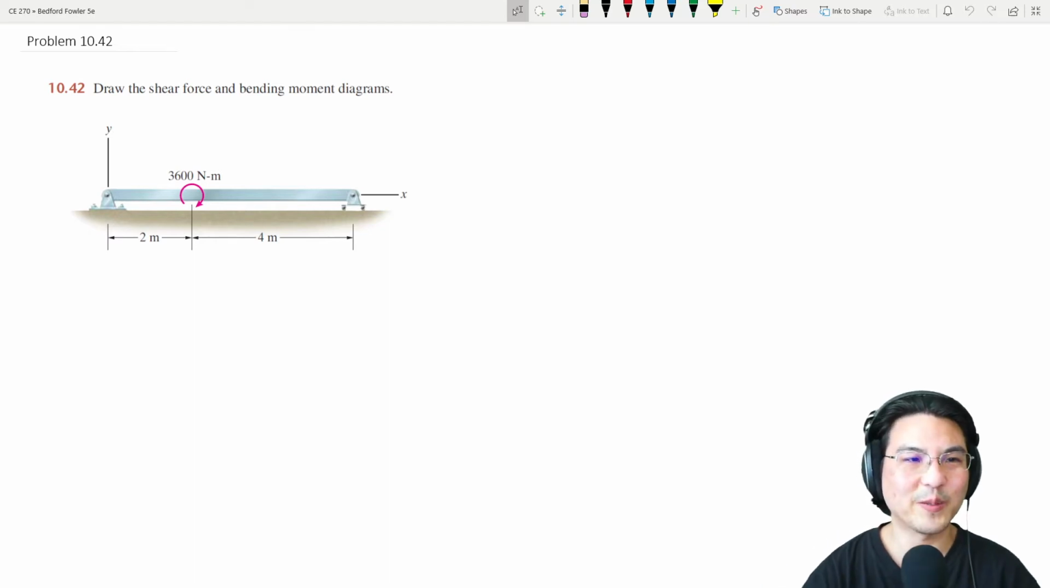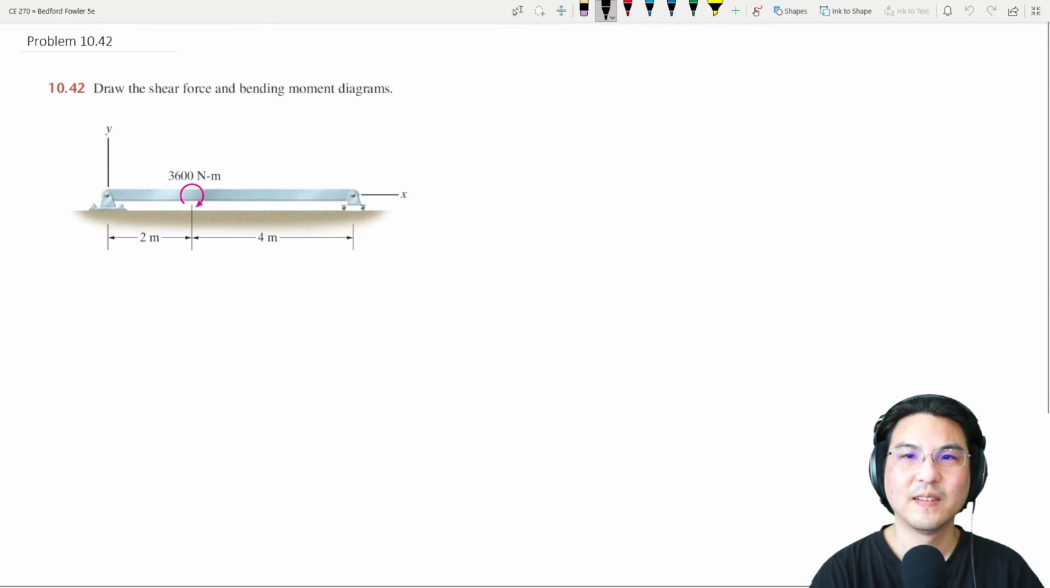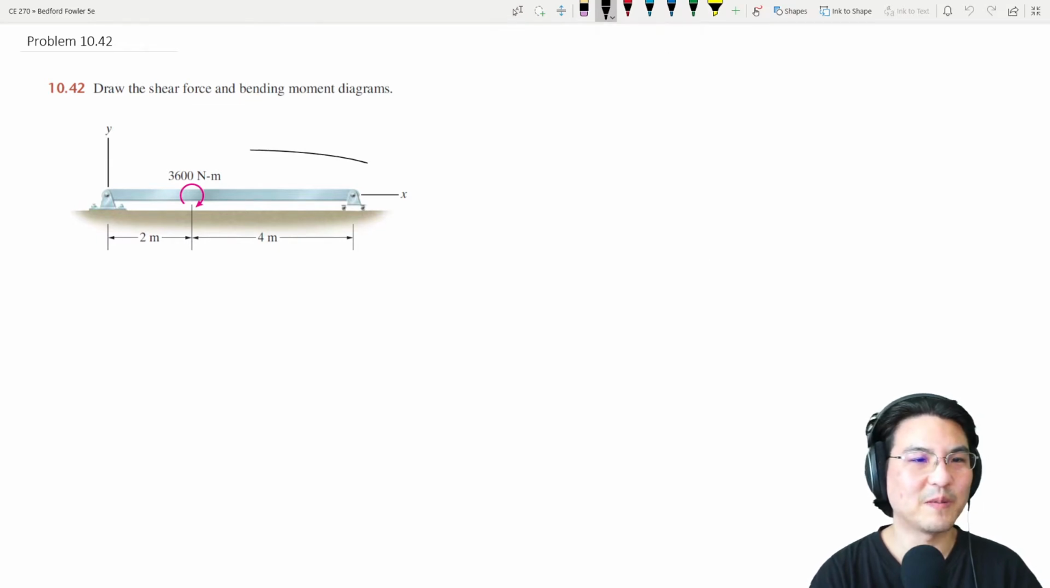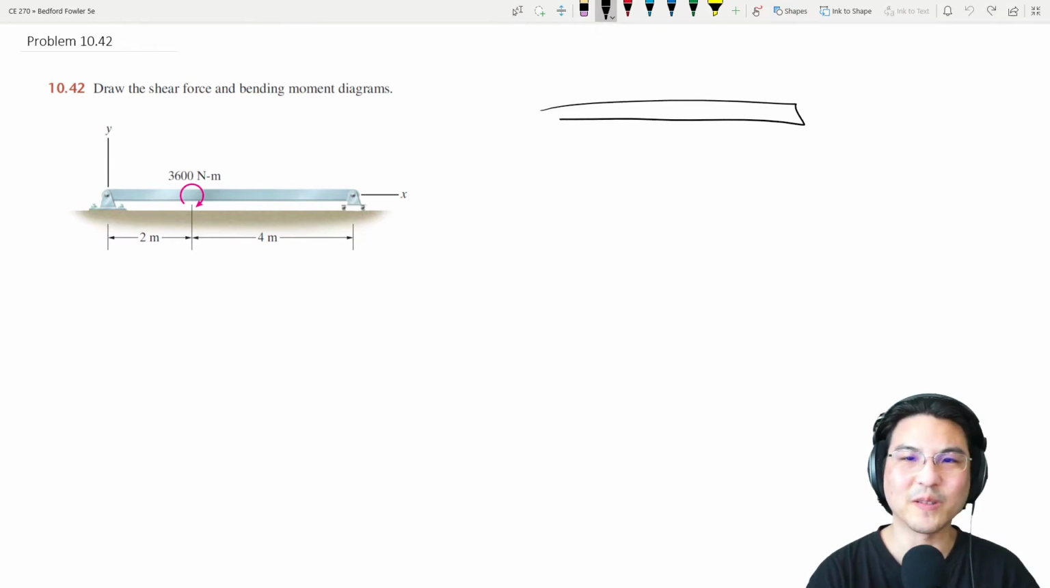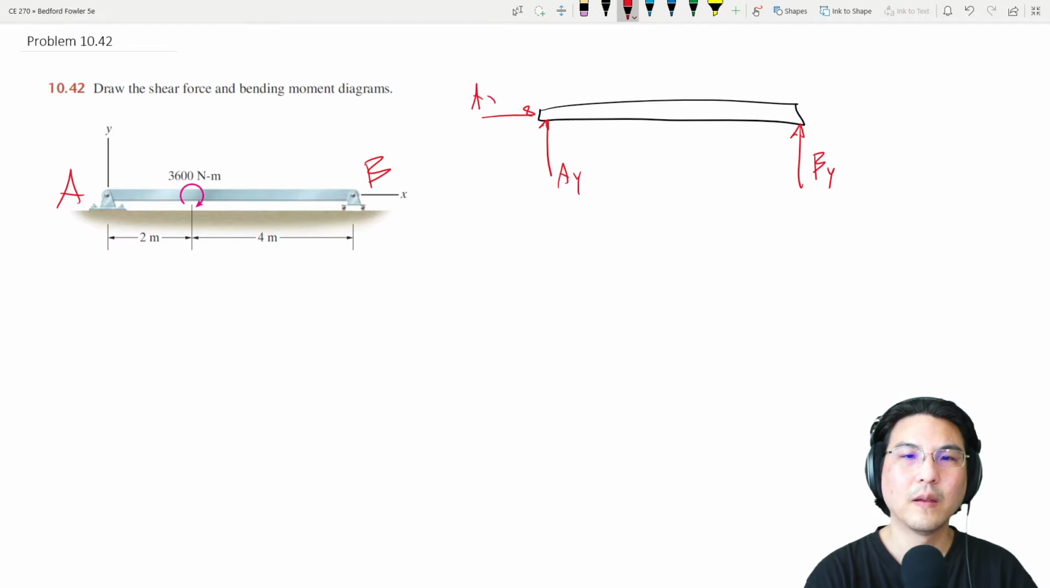Everybody, let's try this problem. So we have a beam. Let's solve for the reactions at the supports. I'm going to just call these A and B. So pin at A, I'll decompose, and a roller at B. And there's the couple right over here.